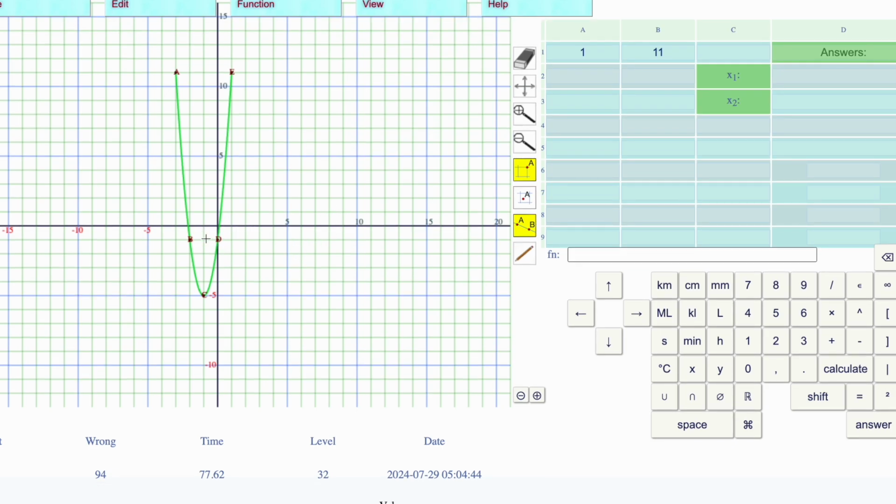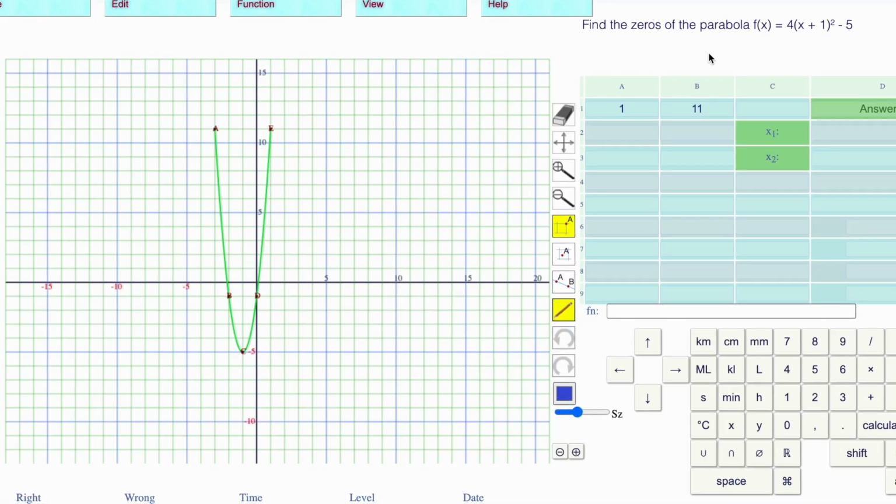The first zero is -1 point something, and the second zero is 0 point something. I don't know what that point something is. We have to work that out. To work it out, we are going to set the y values to 0 and then solve for x.